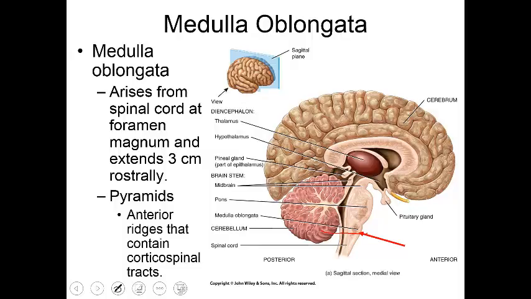Towards its anterior side, this is the anterior side, it has pyramid-shaped structures that contain corticospinal tracts. Now, corticospinal tract, if you look at the name, it's going from the cortex of the brain down towards the spinal cord. So corticospinal tracts are descending tracts. So the pyramid-like structures on the medulla oblongata are home to descending or corticospinal tracts, which are nothing but motor tracts.